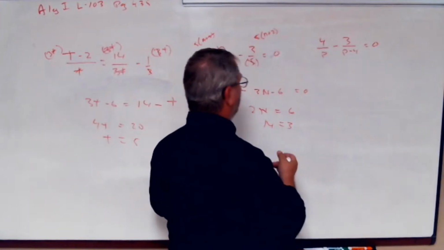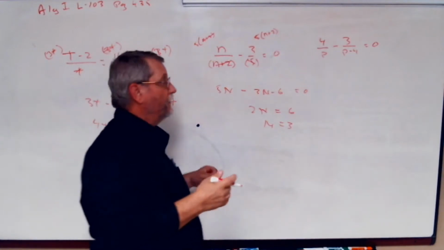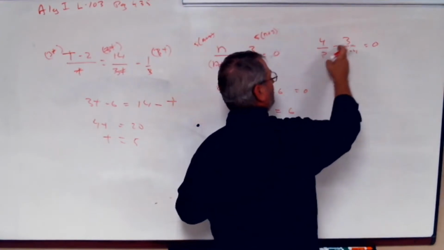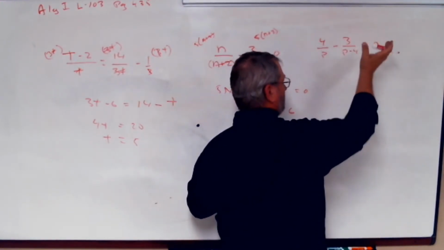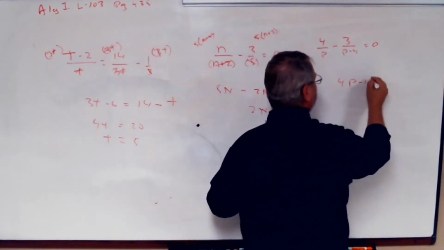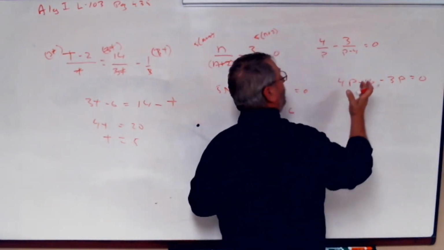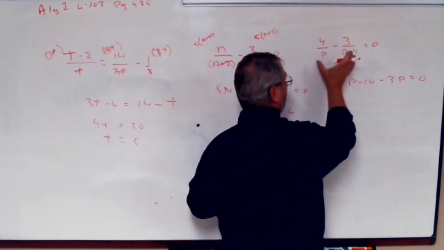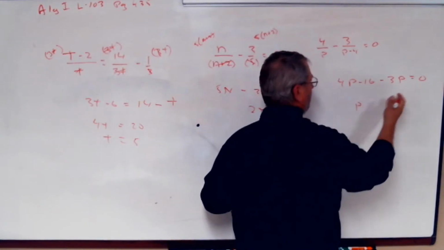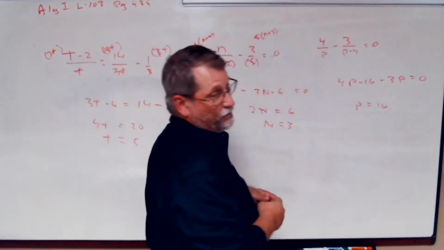Same thing over here. Now you understand why that 0 is nice. I don't have to multiply anything over there because it's 0. Over here, you're going to multiply this over here and this over here. I'm just going to shortcut this a little bit. This over here is 4p minus 16 minus 3p equals 0. Why is that still 0? Because I multiplied this whole thing over there, it's still 0. 4p minus 3p is p. Over here, I'm going to add the 16 to the other side. Done. Those are pretty easy.